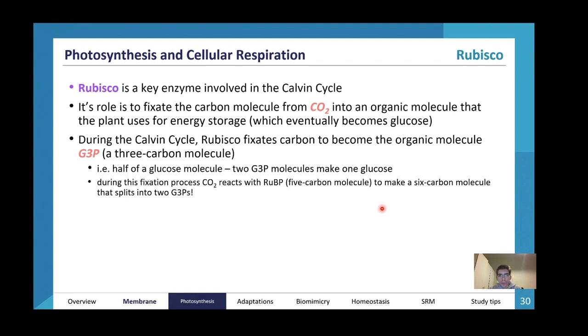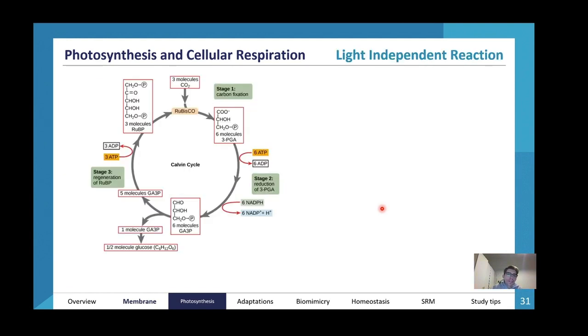During this fixation process, carbon dioxide reacts with RuBP, a 5-carbon molecule, to make a 6-carbon molecule that splits into 2 G3Ps. Now, this sounds like a lot of technical terms. Personally, I would say, again, this happens during the light-independent reaction stage. Don't spend too much time on it. Now, you do need to know it, don't get me wrong at all.